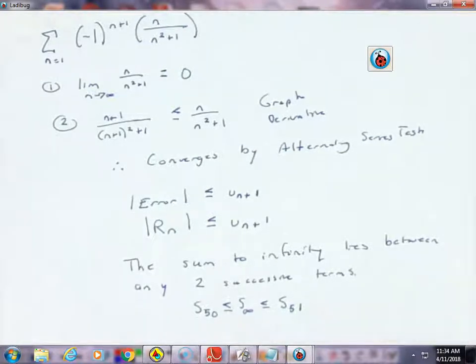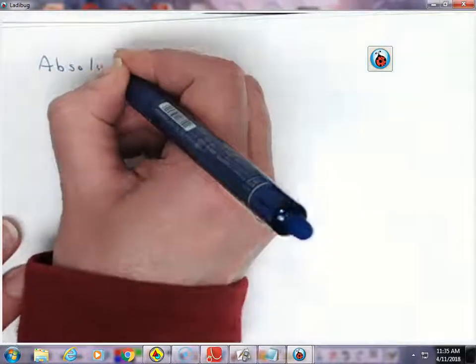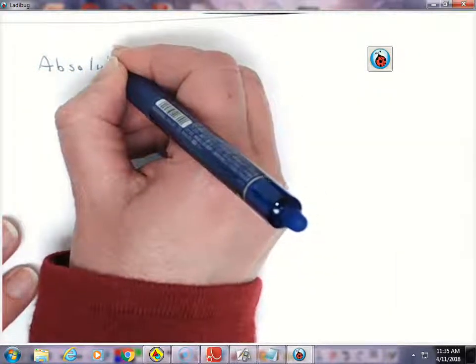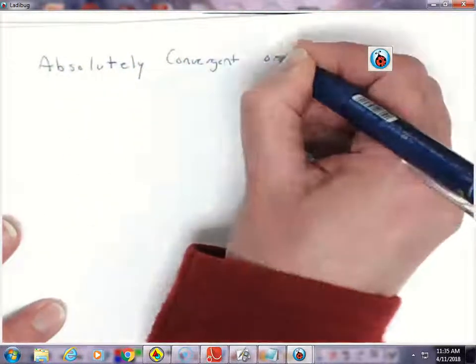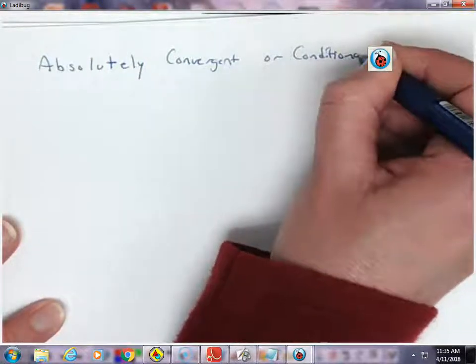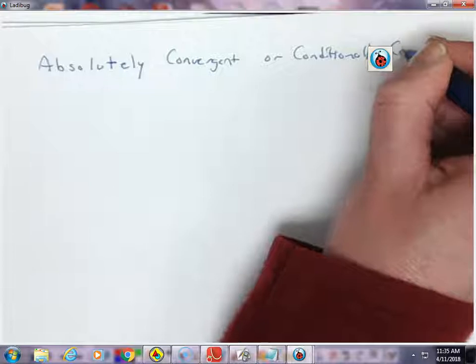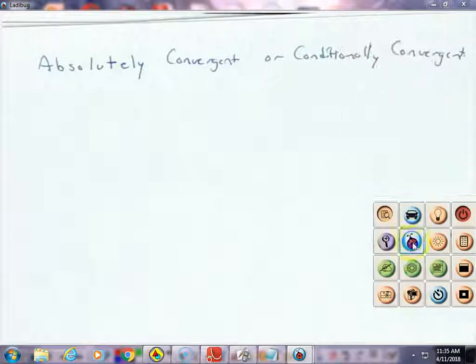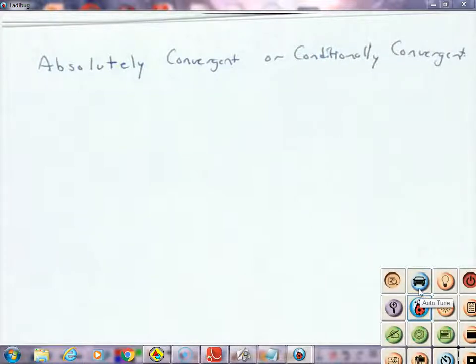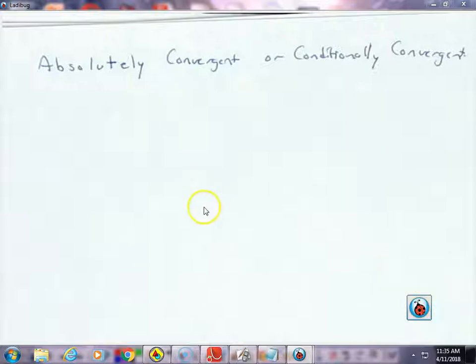Okay, the very last thing that I need to tell you about is if they ask you to find out if it's absolutely convergent or conditionally convergent. Okay, so if they just give you an alternating series and they want to know does it converge or diverge, just go for the alternating series test.